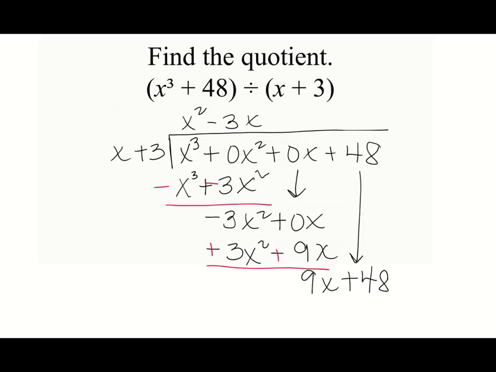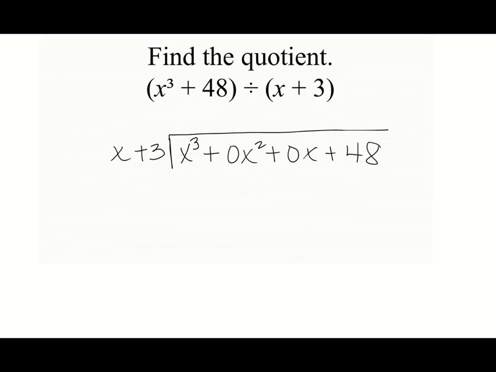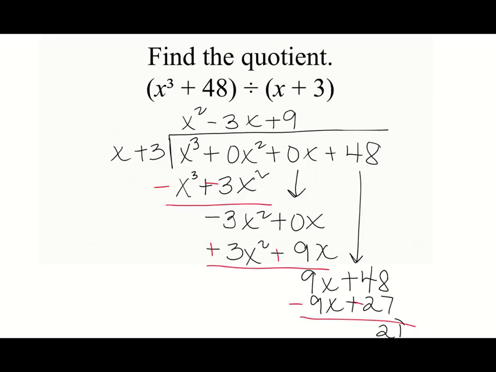9x divided by x is 9. 9 times x is 9x. 9 times 3 is 27. Draw my line, change my signs. So now I can see my 9x's cancel, and 48 minus 27 is going to give me 21. So this 21 is left over. So this is going to be my remainder because I have nothing else to bring down. So after I divide in x plus 3, I'm left with 21.